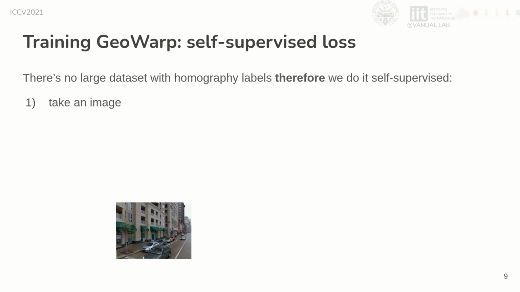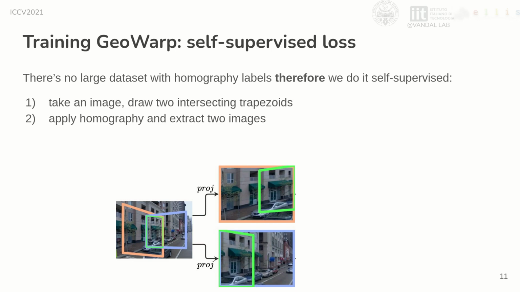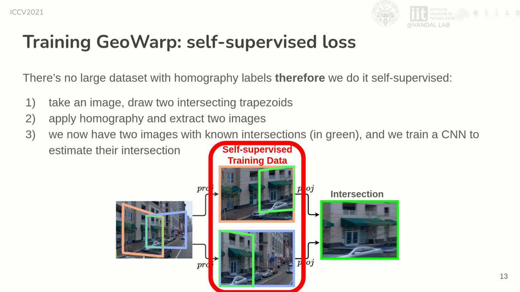Because there is no large-scale dataset with homography labels, we need to do it in a self-supervised way. First, we take an image from the training set. We draw two intersecting trapezoids. We apply a homographic projection on both to extract two images. And now we have two images for which we know the intersection, here shown in green. Given the two images, we can train a CNN that estimates their intersection.